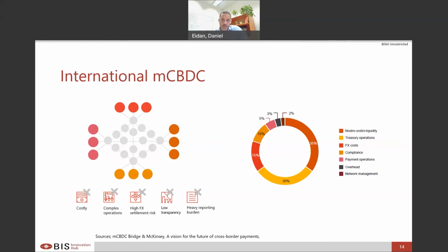On the right-hand side, you can see a breakdown of these costs. So nostro vostro liquidity, meaning the amount of money that you need to hold in each jurisdiction within something called nostro vostro accounts. Treasury operations, FX costs, compliance, the list goes on and on. But that's a kind of in-order breakdown of what the cost of cross-border transactions breaks down to. And it's probably worthwhile noting that the cost of cross-border transactions can be up to about 6% of each transaction. So not a small sum of money.